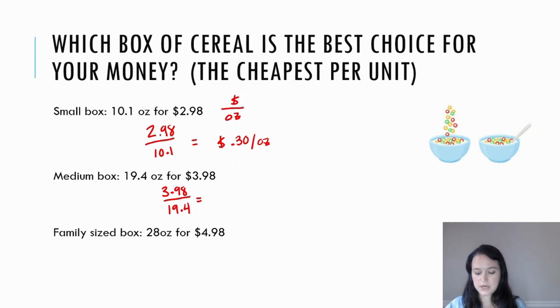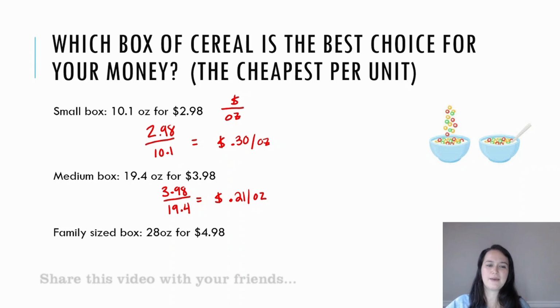398 divided by 19.4. Oh, look at this. I am paying, and rounding again, about 21 cents per ounce. So for every ounce of cereal I eat, I'm saving 9 cents. It might not seem like a lot, but if you do that all the time, it'll add up.